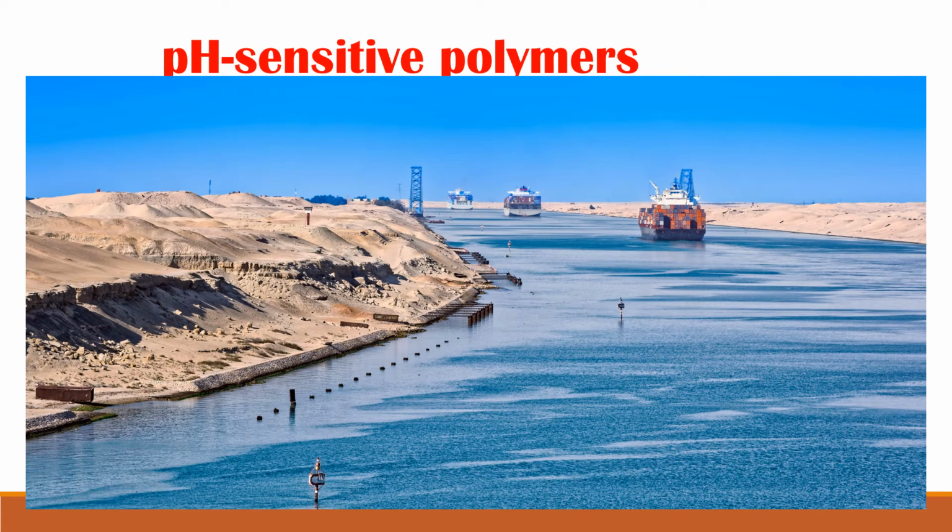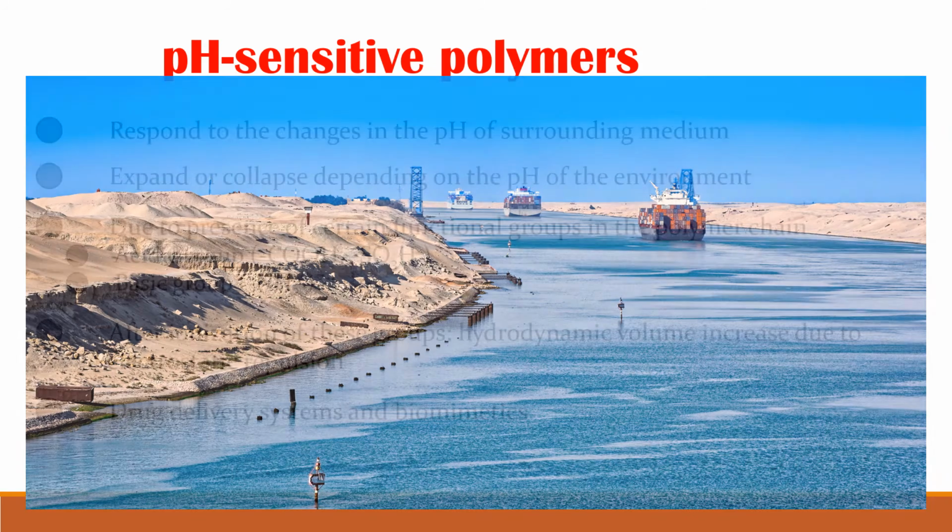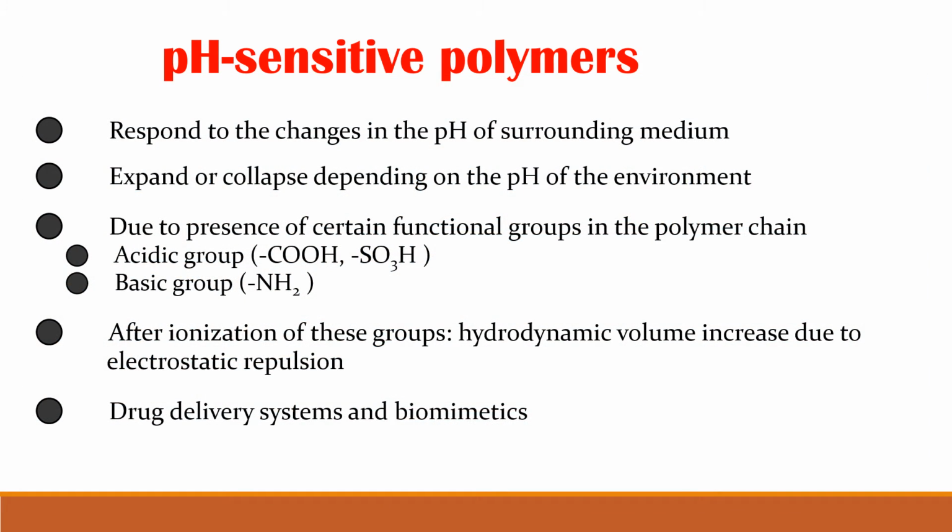Next is pH sensitive polymers. pH sensitive polymers are polymers which change their shape or structure depending upon the change in the pH of the medium. That is, these types of polymers respond to the changes in the pH of the surrounding medium. By changing the pH of the solution phase or medium, they can either expand or collapse.